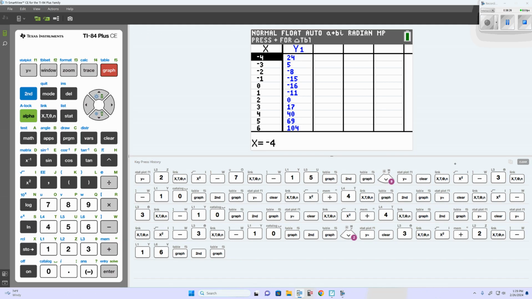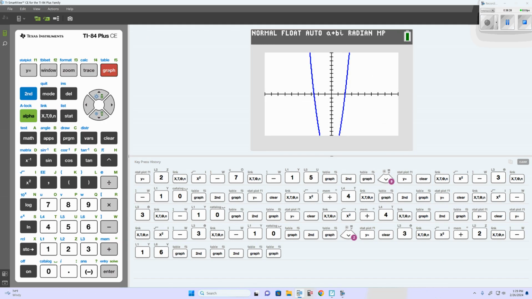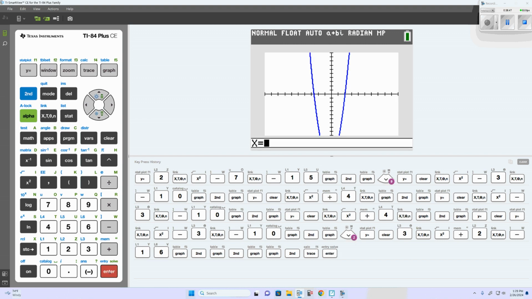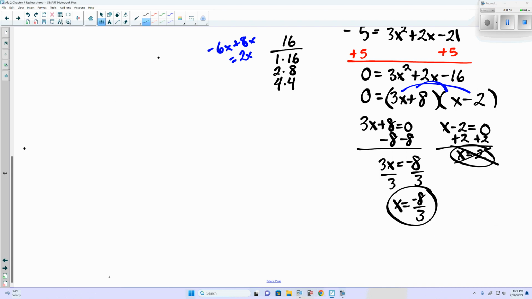Now, if we look at the graph, we could have just turned that into a decimal, so it is between, because negative 8/3 is negative 2 and 2/3, which does show up here. If we wanted to check a value, second trace, calculate, the top one is value. And I could say negative 8/3, because I'm giving it an x value, it's going to tell me the y. Enter. And the y value is 0. So it is our other solution. And negative 8/3 ends up being the only solution for this here.